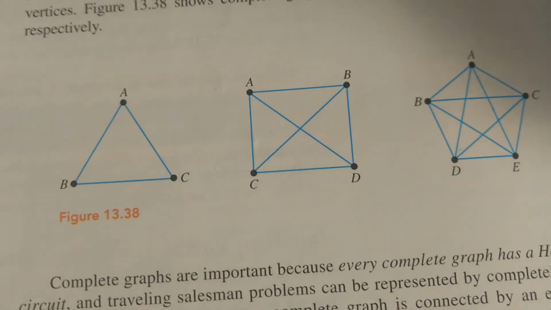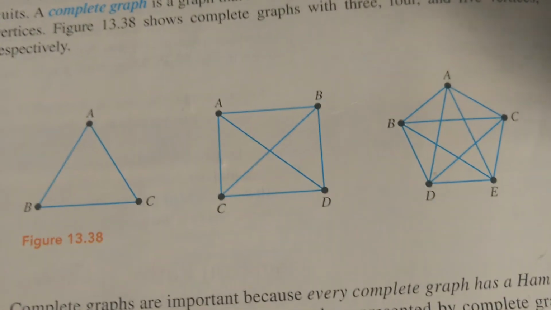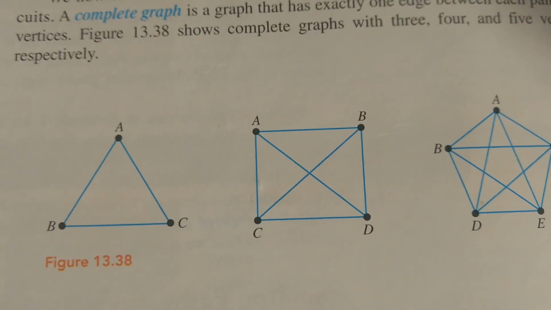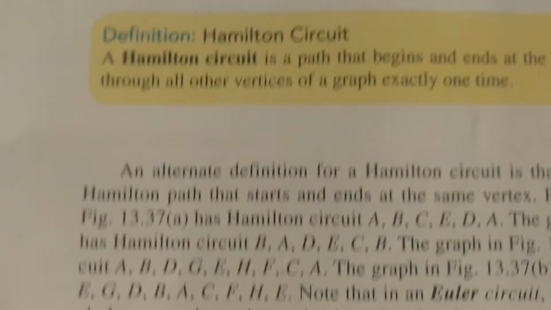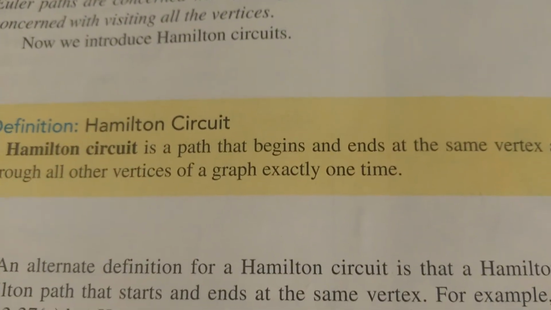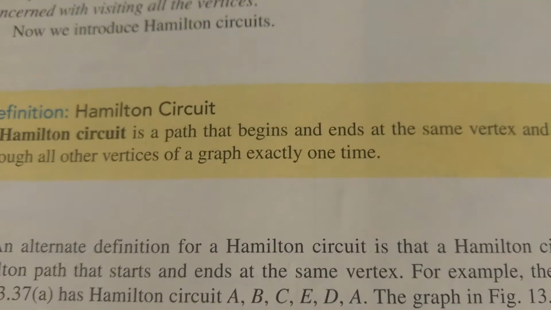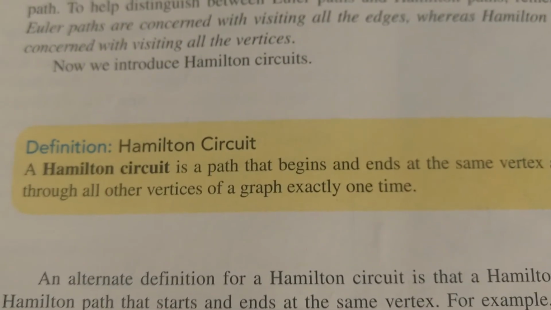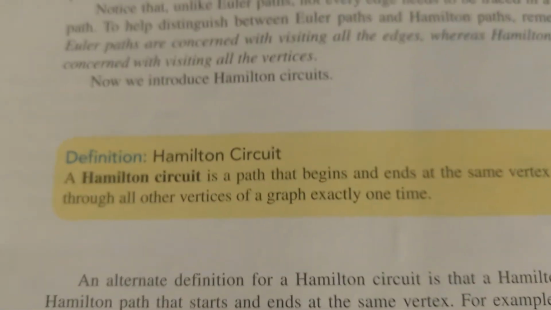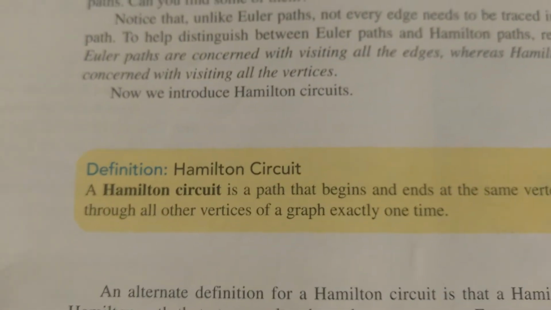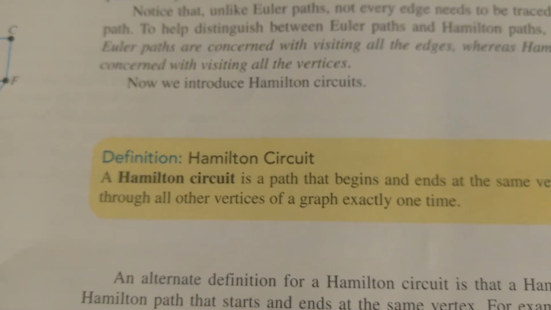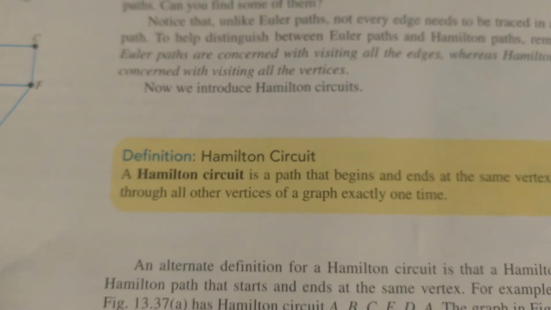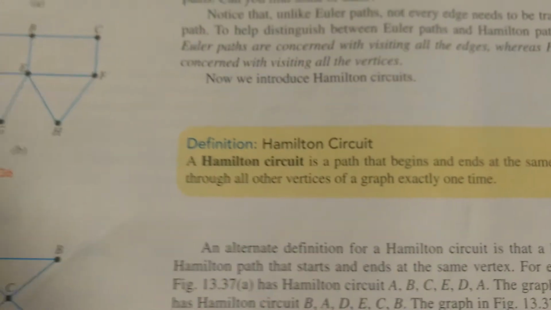Other examples of complete graphs are here. This is on page 826 of your book. And make sure you understand that a Hamilton circuit begins and ends at the same vertex. It only passes through each vertex one time. That means it's not like a Euler one, and I can't emphasize this enough. Euler says you have to go through each edge one time, not each vertex. You can go through vertices more than once.